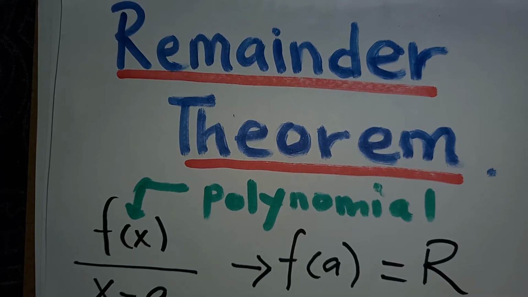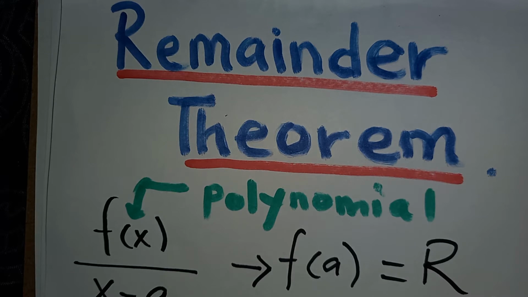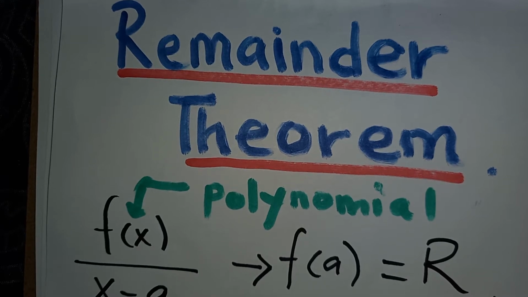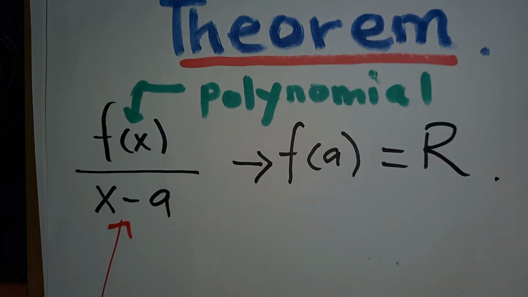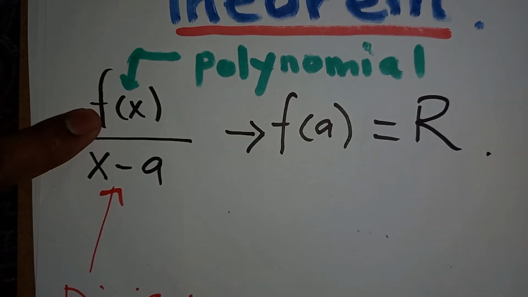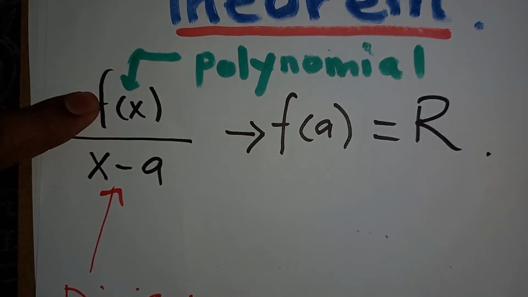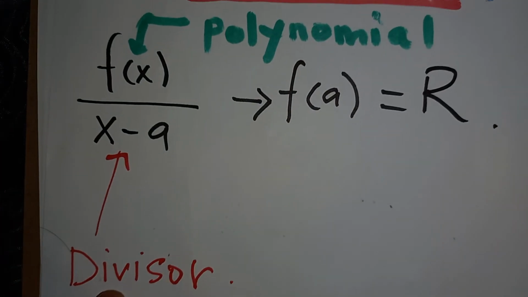Okay, in this video we're going to talk about the remainder theorem. The remainder theorem helps us find the remainder when a polynomial is divided by a divisor, and the divisor will be in factor form. The general form that we look at is f of x, which is the polynomial, and x minus a, which is our divisor.